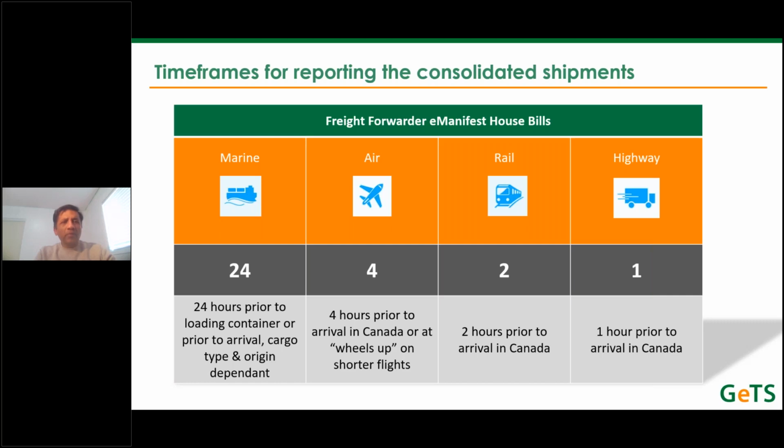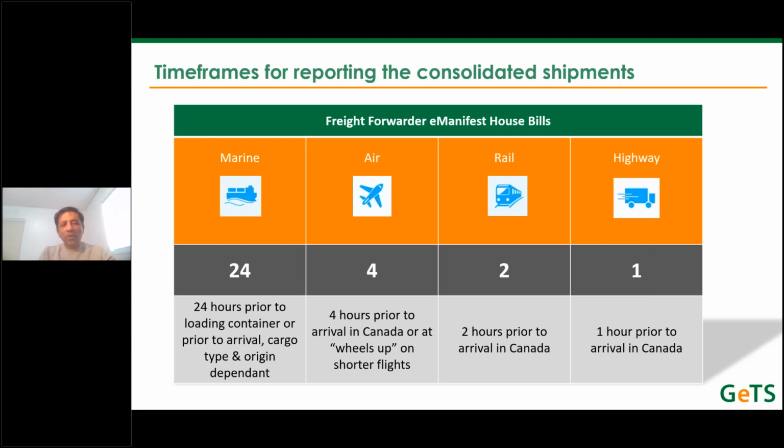So these are the time frames for reporting the consolidated shipments. For the marine, ocean, or sea mode, you need to report 24 hours prior to loading into the container. So whatever the cargo is coming into Canada, it is not 24 hours before arrival into Canada, but 24 hours before you load into a container. When you are loading those cargo, the Canadian customs can tell you not to load. They can send you a do not load message. That is why they want you to submit it much in advance, 24 hours before loading onto the container. If it is a shorter distance, then at least 24 hours before arrival.